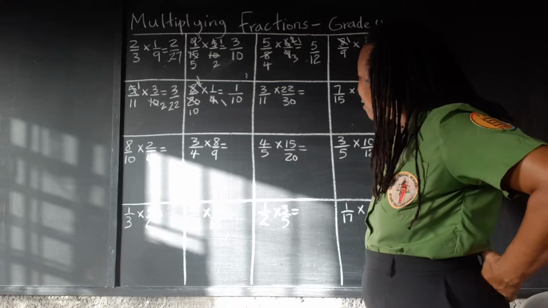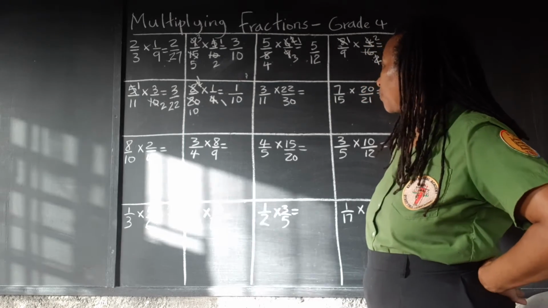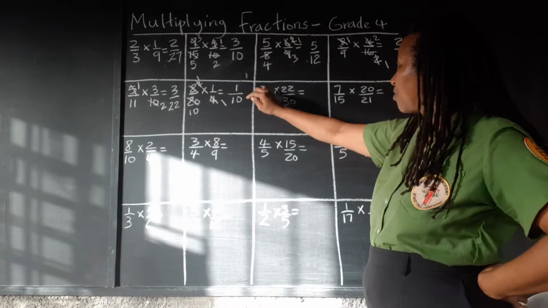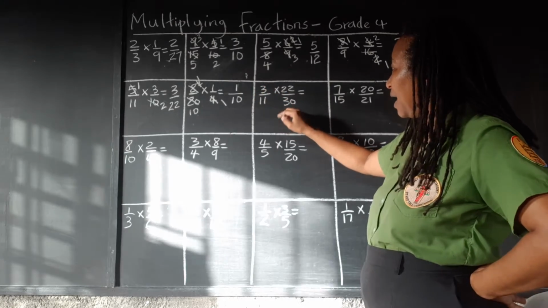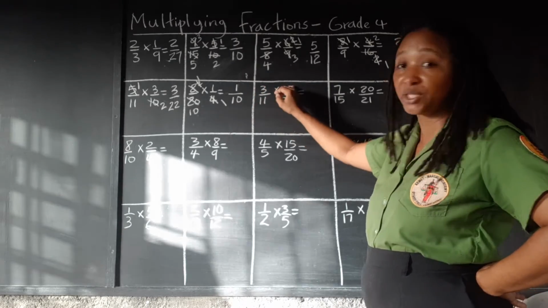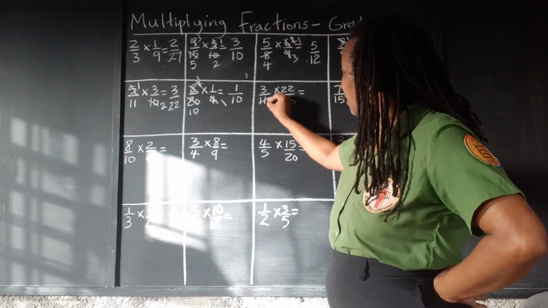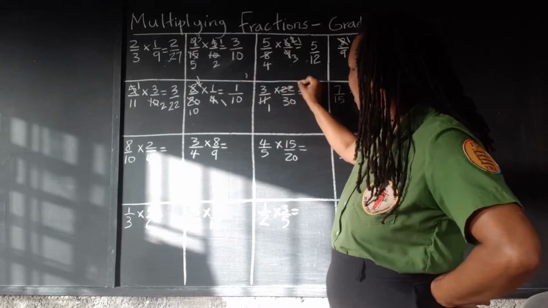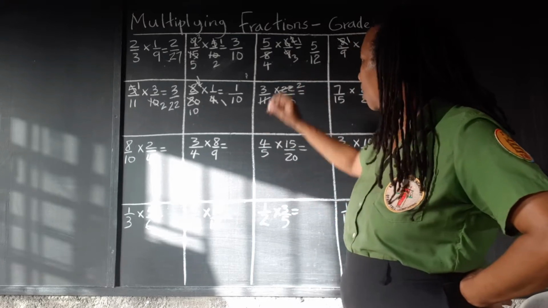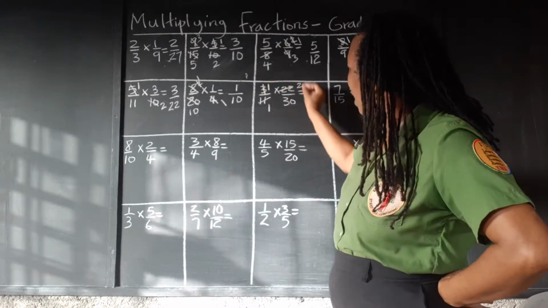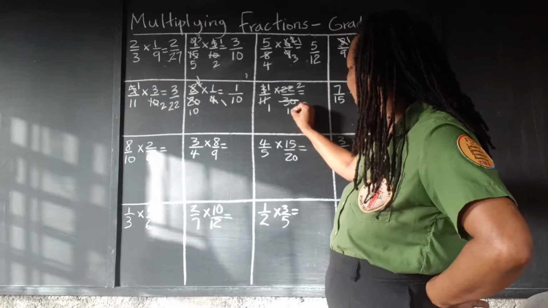Alright, what do we have here? I'm seeing where I can reduce the 3 and the 30, and I can reduce the 11 and the 22. 11 can go into 22. 11 goes into itself once, and it goes into 22 2 times. 3 goes into itself once, and it goes into 30 10 times.